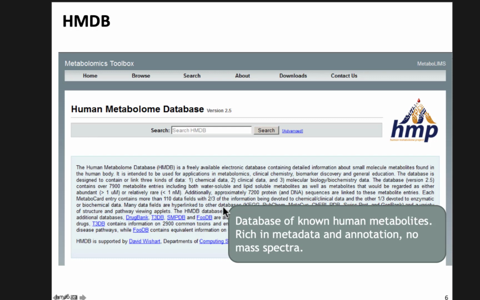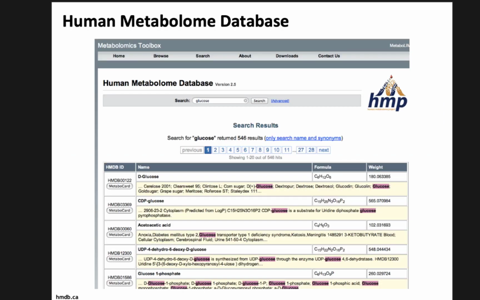HMDB, the Human Metabolome database, is a database of, as the name implies, human metabolites, rich in metadata, so you actually learn what the role of this metabolite in metabolism is to the extent it is known. But it does not contain any mass spectra. So this is where you can get additional information on your metabolite. What does it do? Does it make sense that I see this metabolite? And you can try to figure out how it relates to other metabolites.